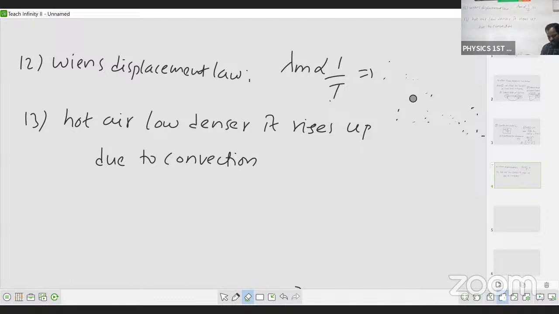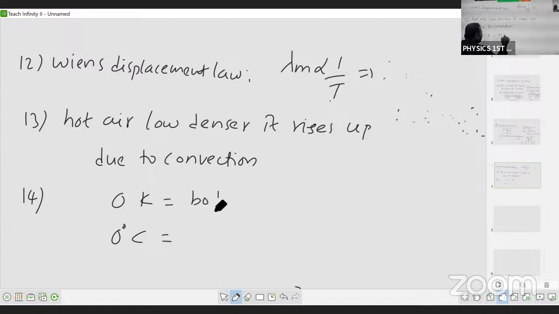Does a body radiate heat at 0 Kelvin? Does it radiate heat at 0 degree Celsius? One is 0 Kelvin, the next one is 0 degree Celsius. At 0 Kelvin, the body does not radiate.